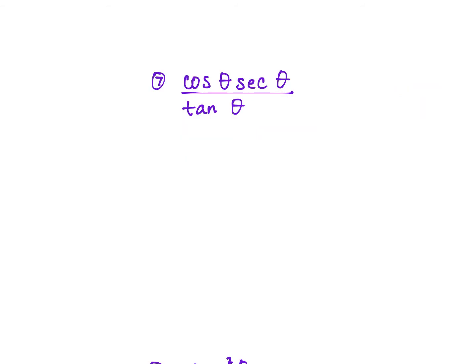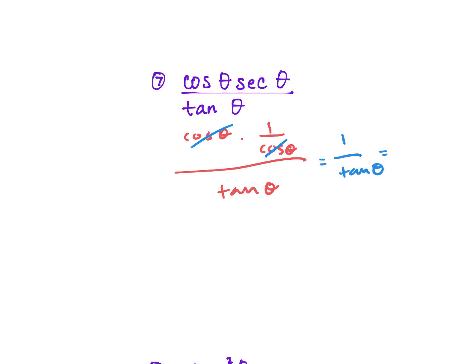What should I do first? So cosine theta times 1 over cosine. Then that will cancel out. So these cancel, and I'm left with 1 over tangent. And what's 1 over tangent? Cotangent. Good job.